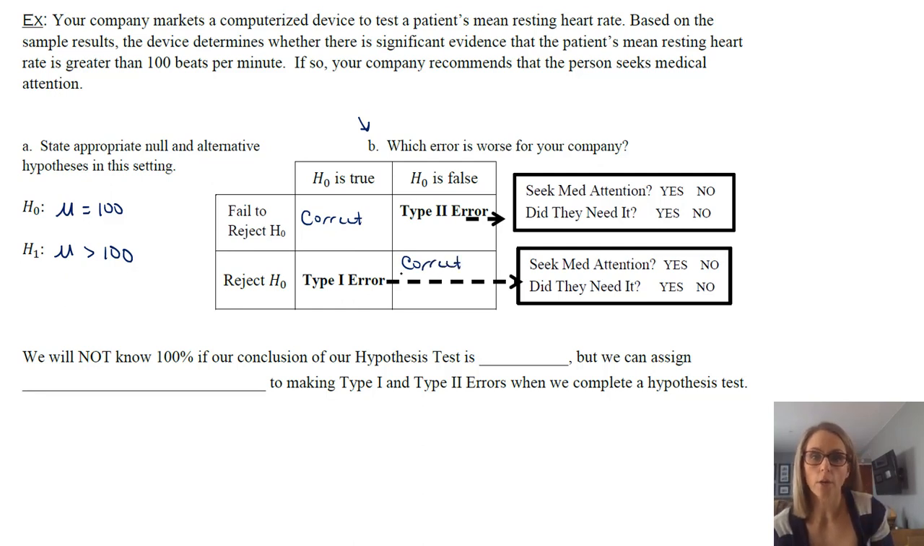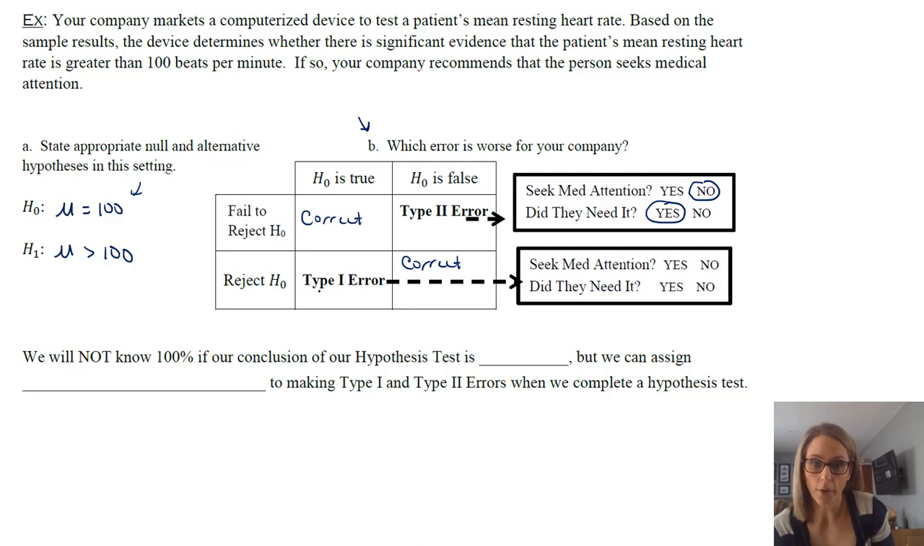However, this is where the errors come in. So let's say that H naught is false. Let's say that in fact the mean heart rate of this person is not 100 beats per minute, yet you fail to reject that. The device says, oh yeah, no, it is actually 100, but it's not. Is the person going to seek medical attention? They're not, because the thing told them that it was 100. So they didn't, but they needed it, okay?